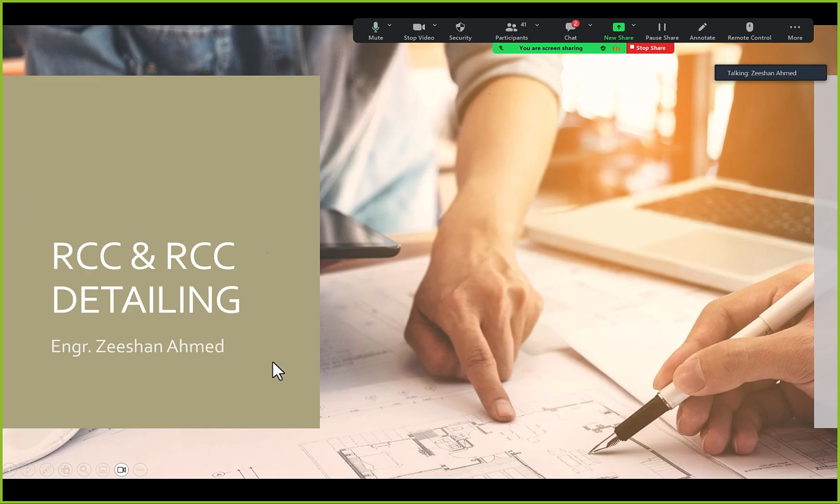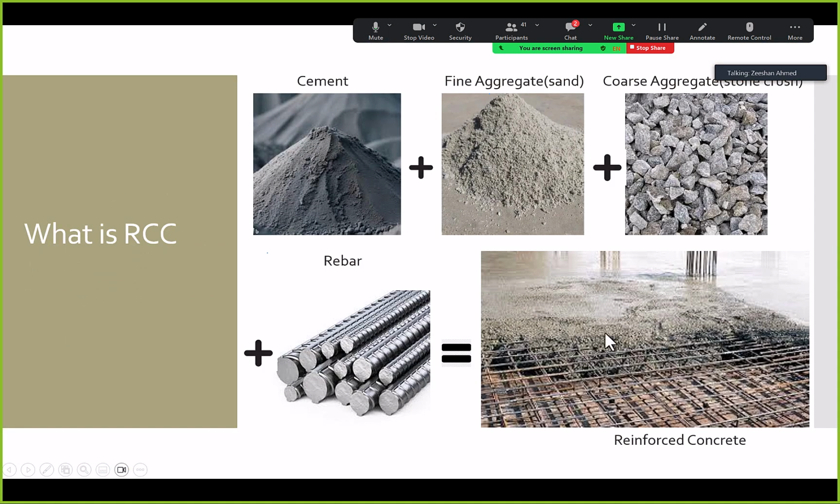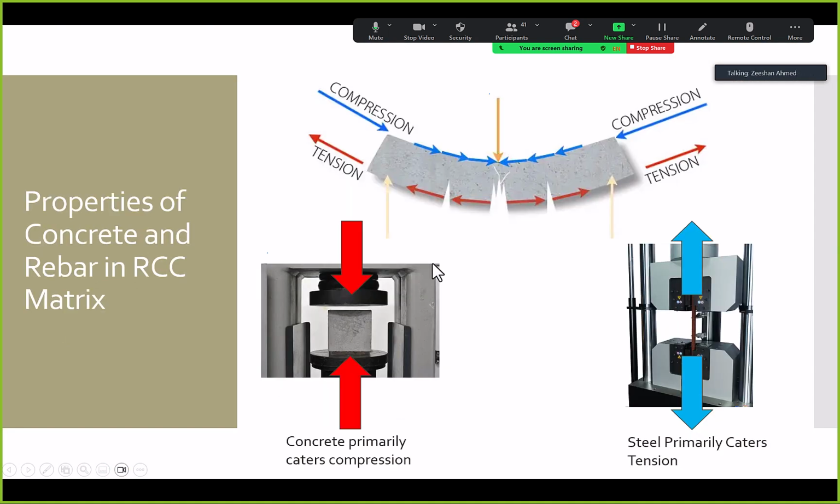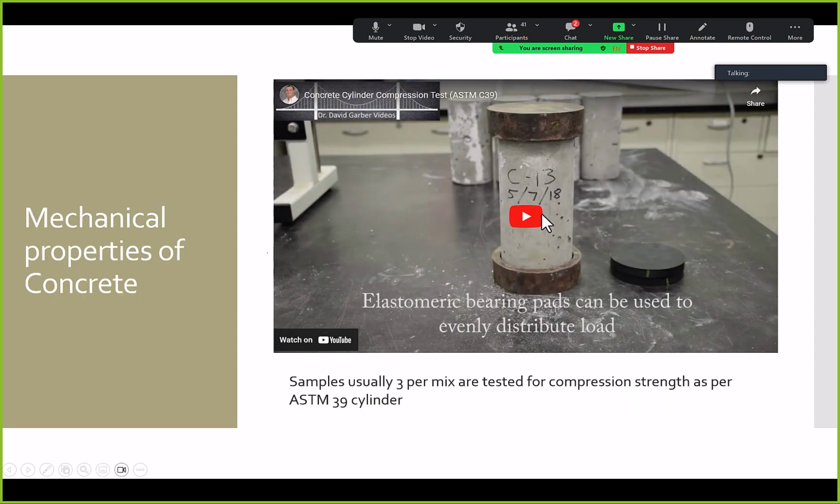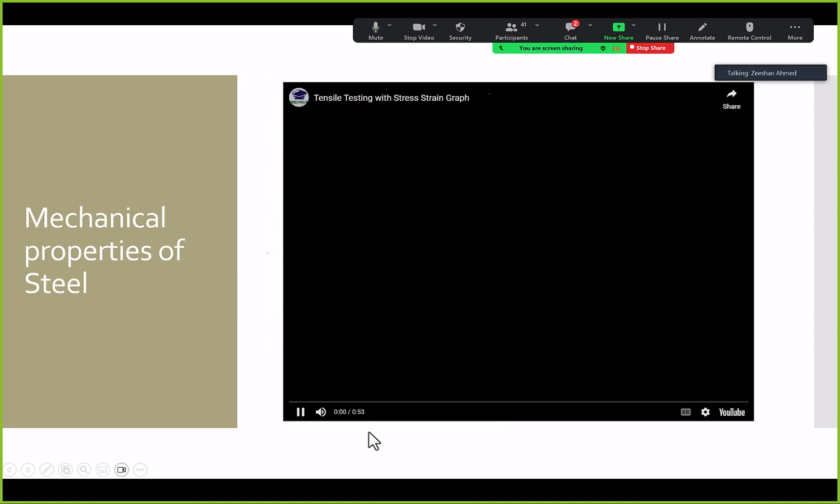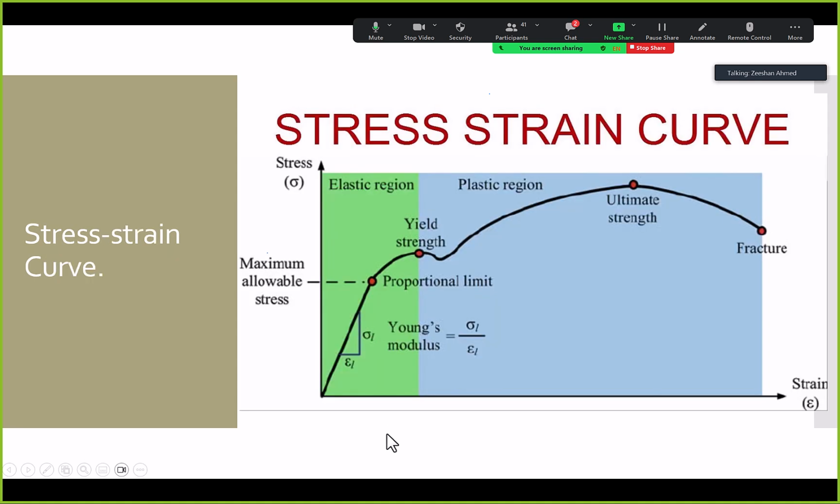Is everything before this clear? We have what concrete is. Yes, sir, you have already studied that. Concrete takes only compression and steel takes only tension. And then we have how to check the strength of concrete, and then how to check the strength of steel, the steel element.